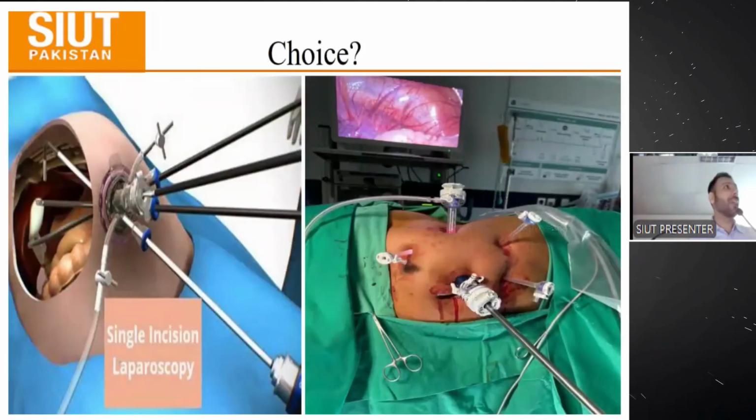So once you have decided and made the position, now you have to make a choice. Either you want to go with a single incision laparoscopic or the standard port techniques. The one that we use most commonly is the standard port technique. I have rarely seen somebody doing a single incision laparoscopic surgery in my training.